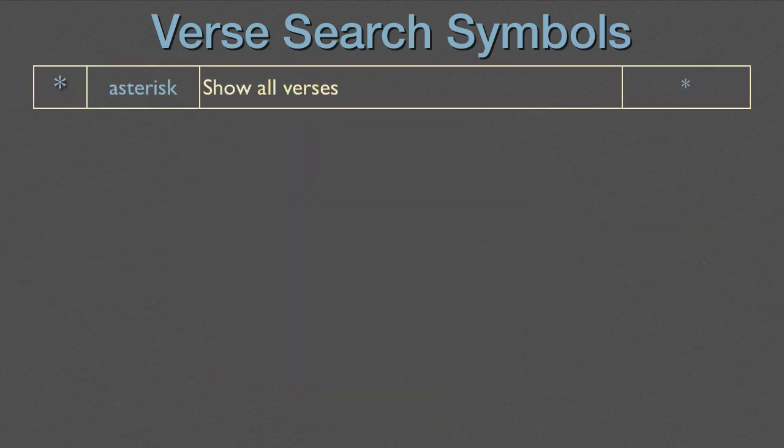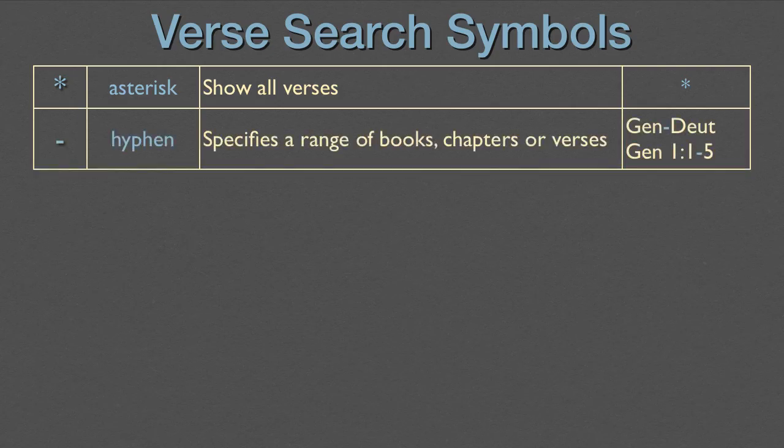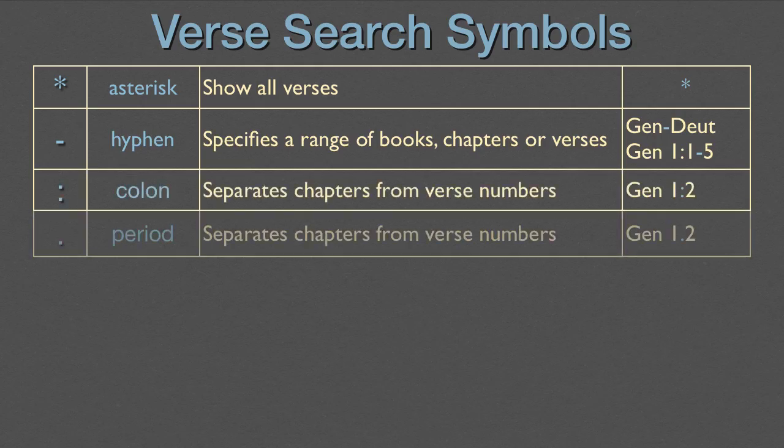An asterisk orders Accordance to show all verses. A hyphen specifies a search range of books, chapters, or verses. We can use either a colon or a period to separate chapter numbers from verse numbers. The first one is usually used in the United States, and the latter is more common in Europe.